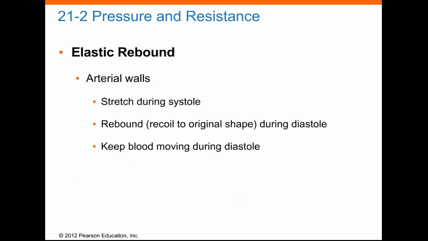Elastic rebound: the arterial walls can stretch during systole, and then they can rebound to their original shape during diastole, and it keeps blood moving during diastole.